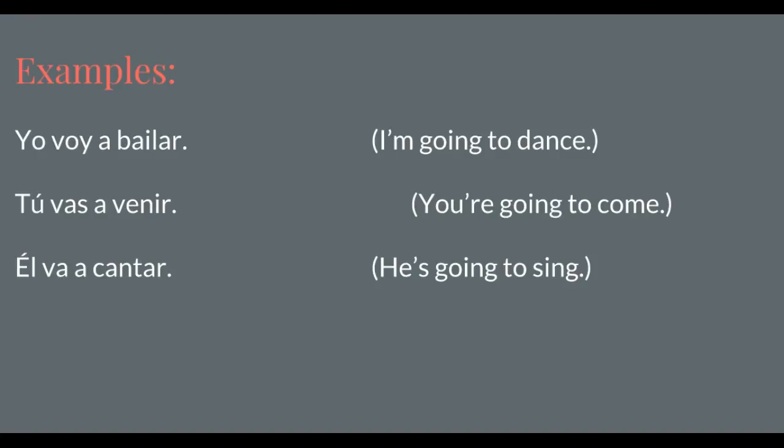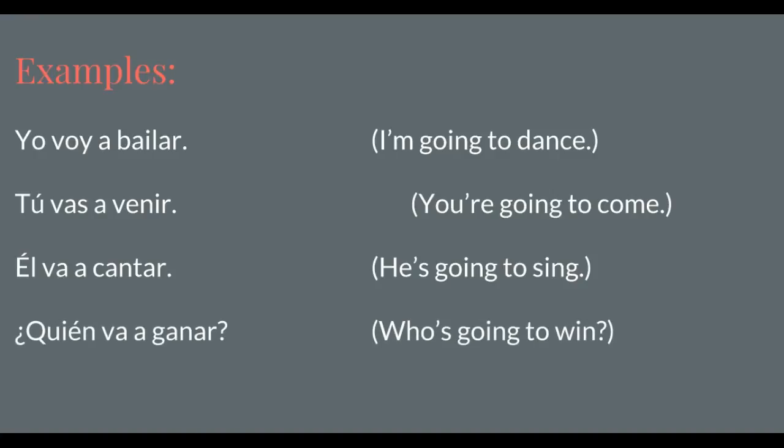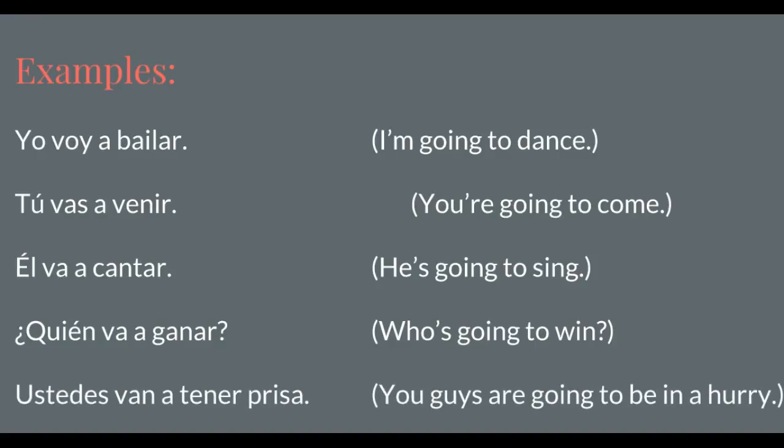Él va a cantar. He's going to sing. ¿Quién va a ganar? Who's going to win? Remember, whenever quién, who is your subject, you conjugate in the él, ella, usted form of the verb. Ustedes van a tener prisa. You guys are going to be in a hurry. This is using the tener expression, tener prisa, which you learned about in your last lesson.